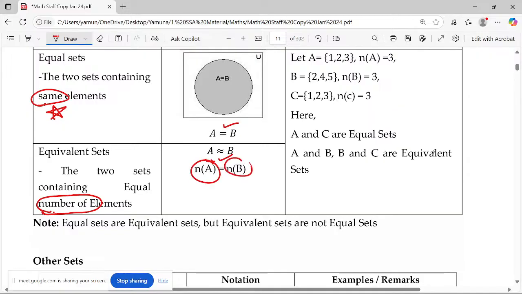N of A will be equal to N of B. Please make a note of this one. Equal sets are equivalent sets, but equivalent sets are not equal sets. They need not be the same. Okay.